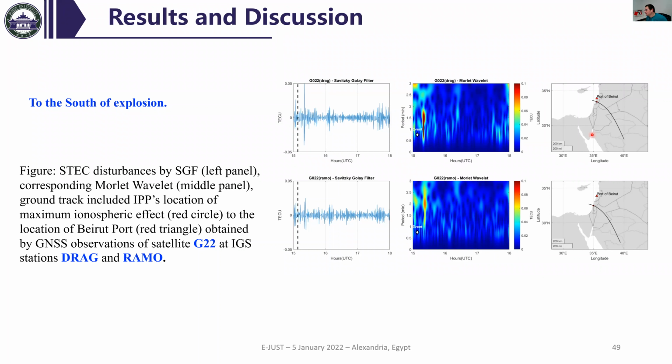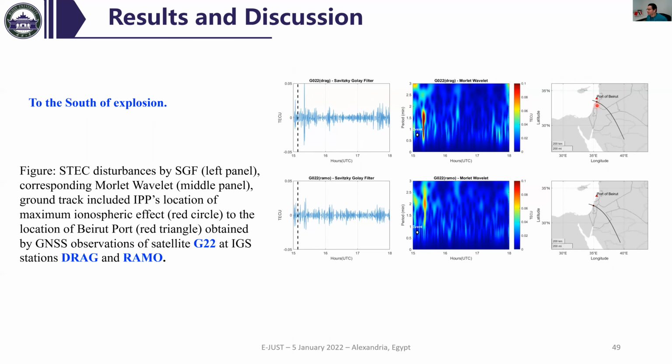And in the last panel, this is a ground track for the satellite G2020. The red triangle is the port of Beirut, and this is the circle of the maximum disturbance point, or maximum IPP, ionospheric piercing point. We located it.